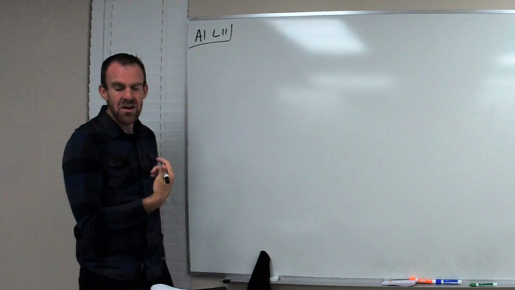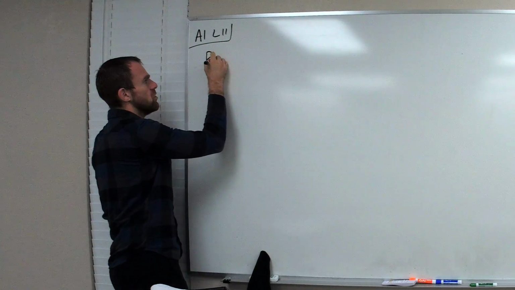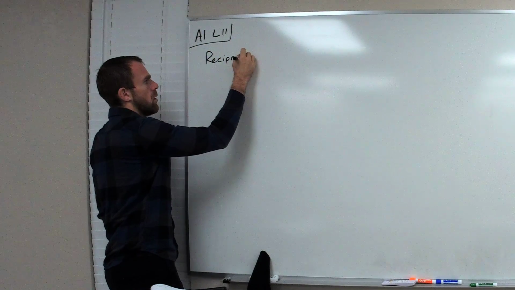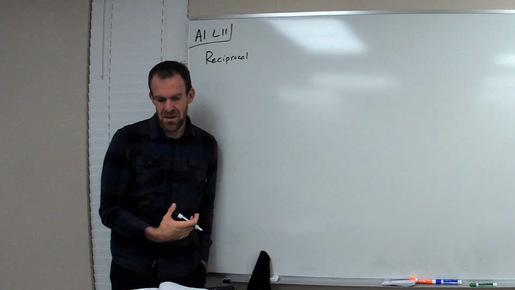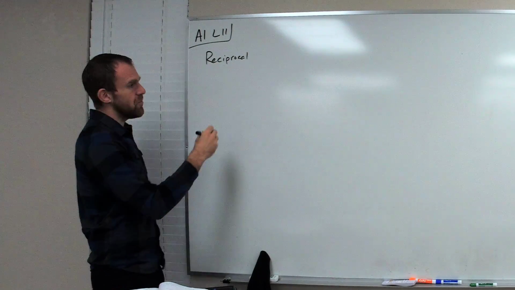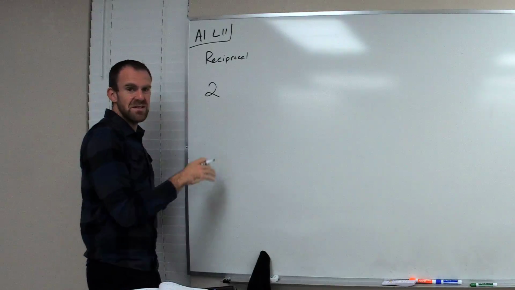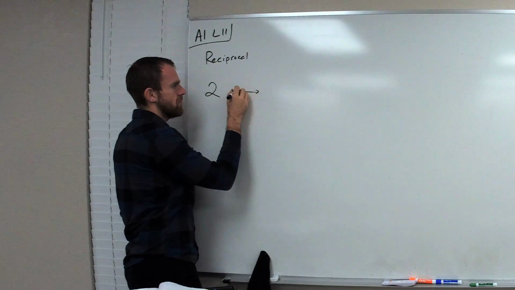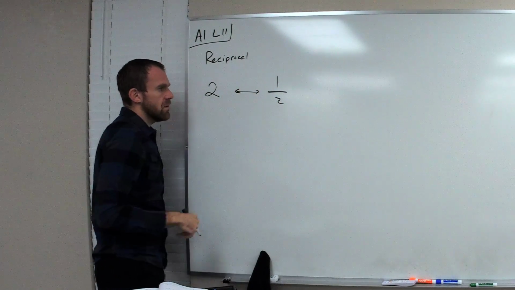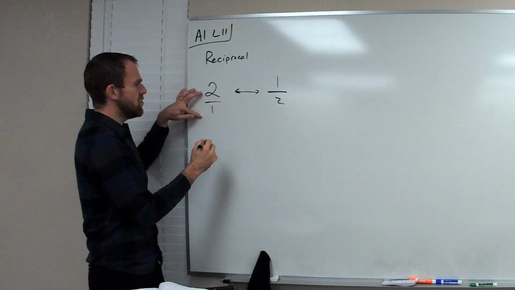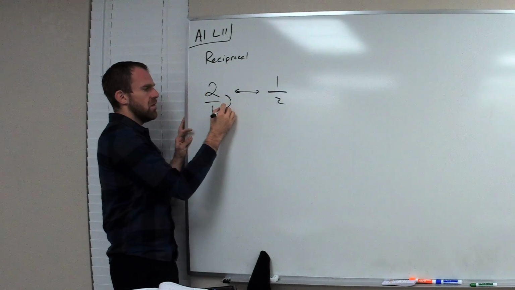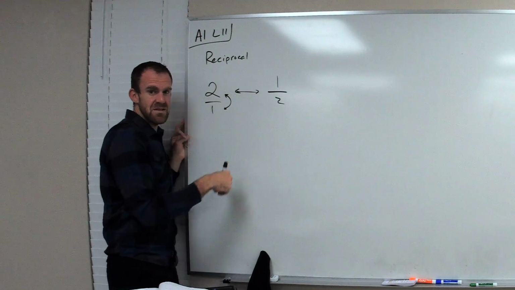The first thing is, we are going to talk about the reciprocal, otherwise known as the multiplicative inverse. The idea is that if we have a number, the reciprocal of that number is 1 over that number. Or, if we write it as a fraction, we flip the numerator and denominator to get the reciprocal.